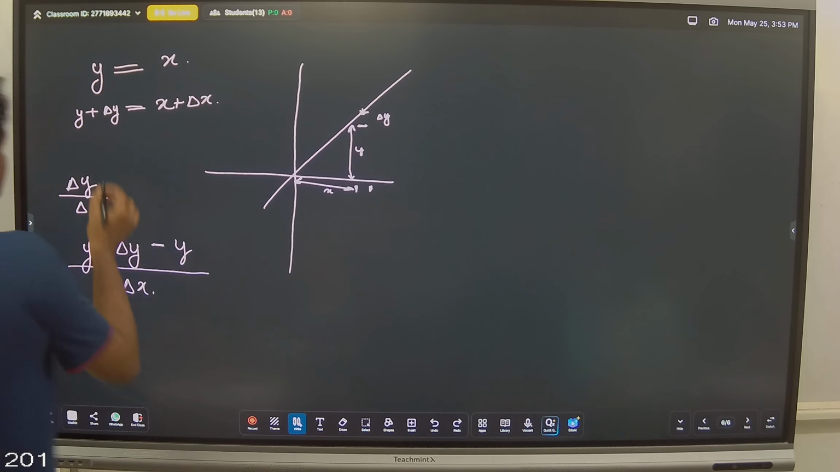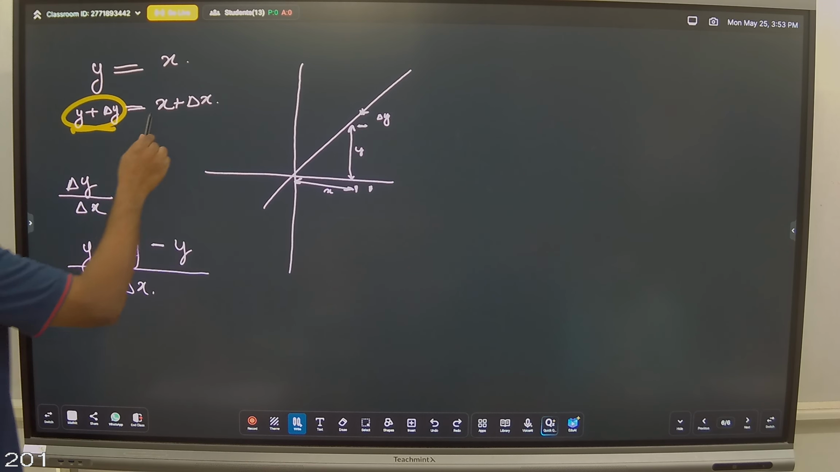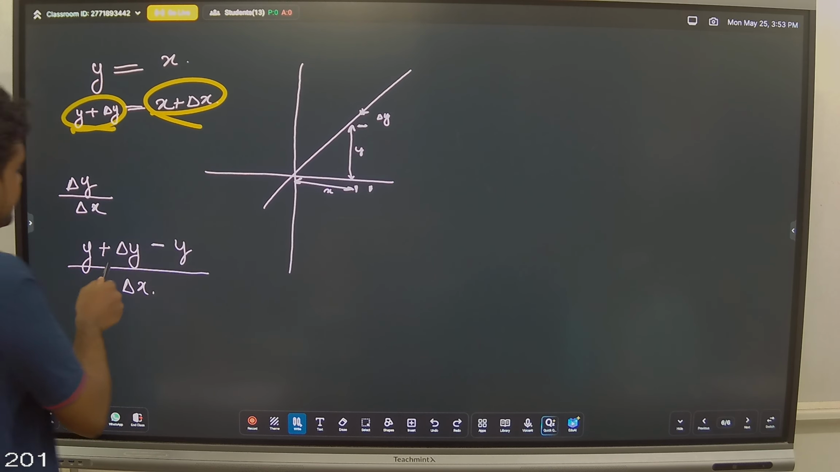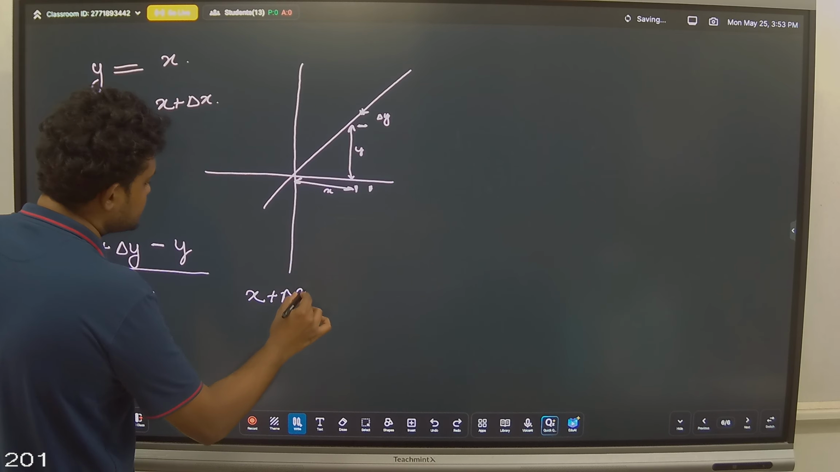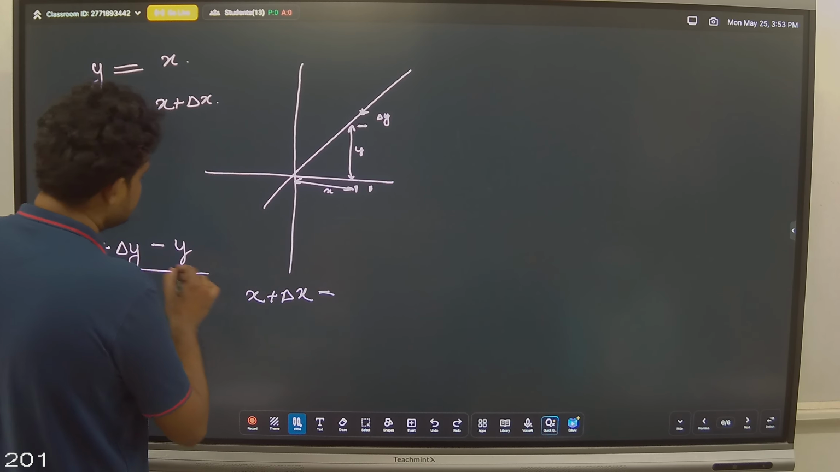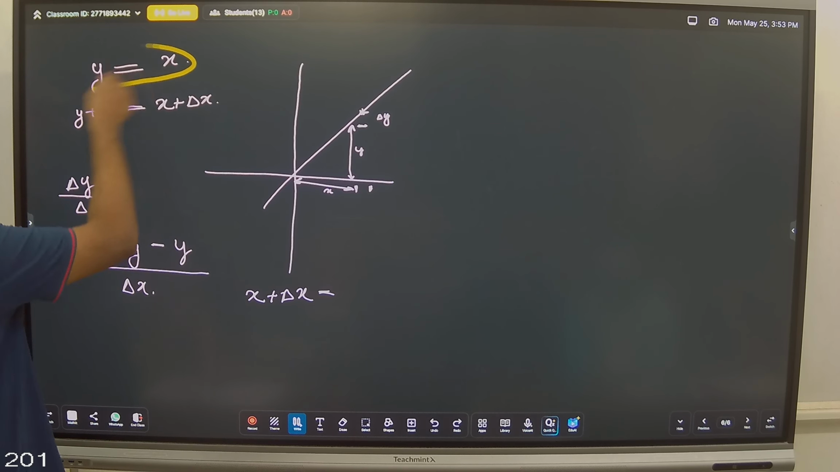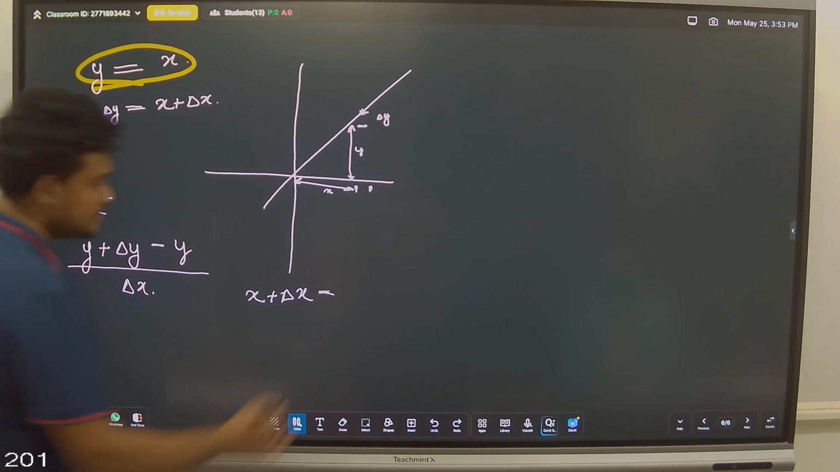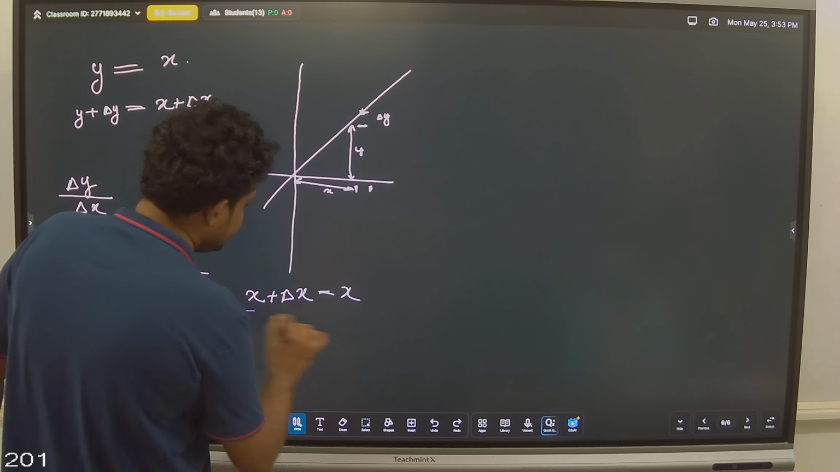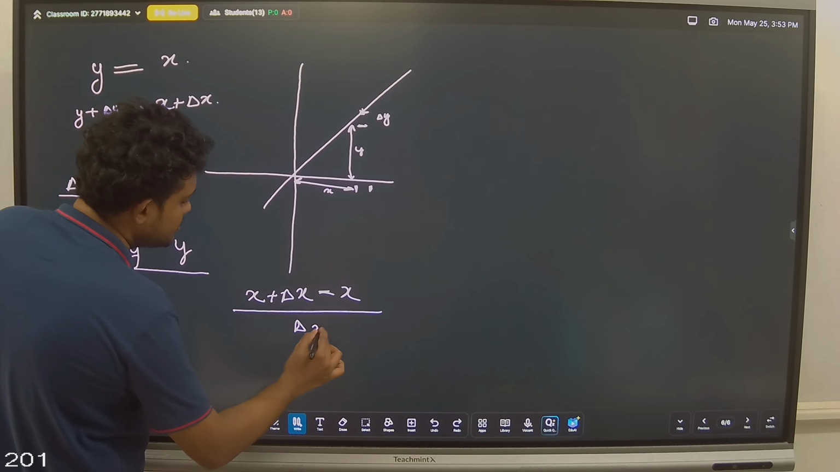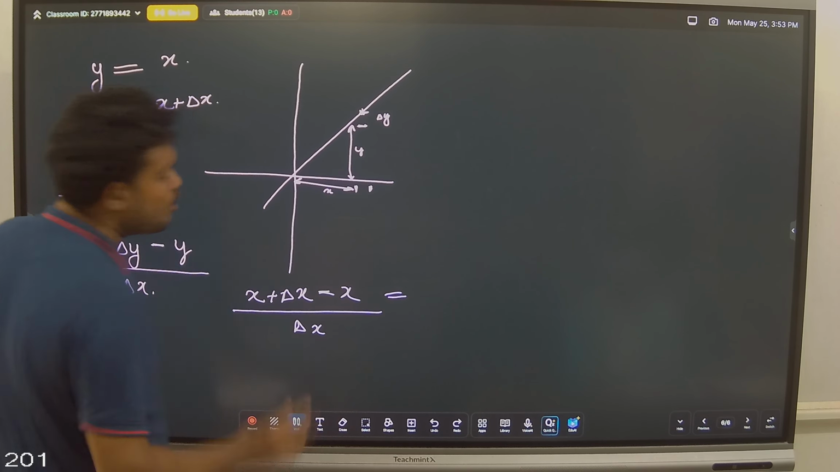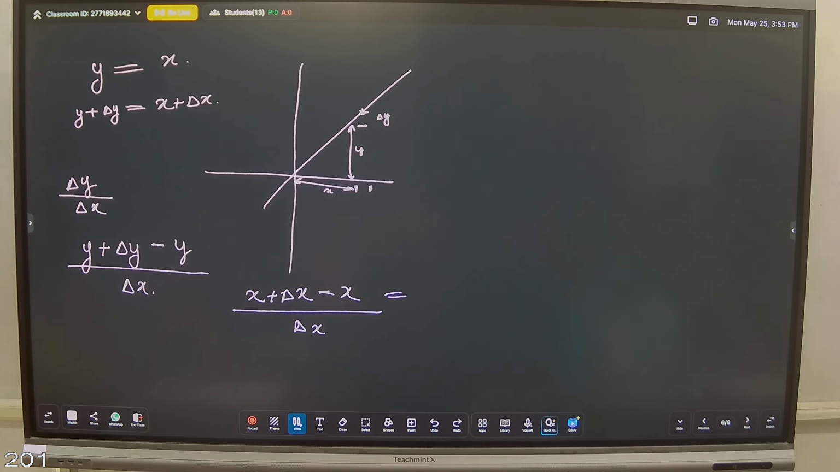So substituting y plus delta y equal to x plus delta x, here I am going to get x plus delta x minus, instead of y, I will substitute x, minus x, divided by delta x, which is going to be the slope of that function, right?